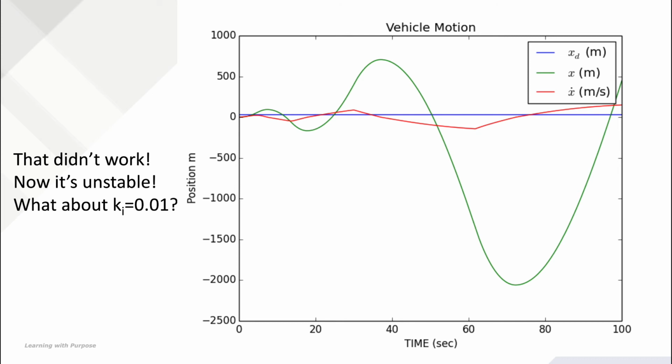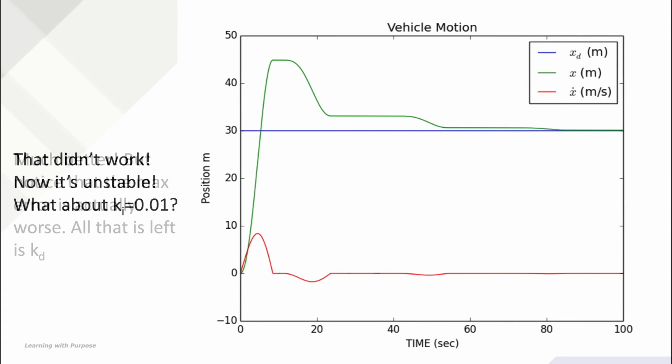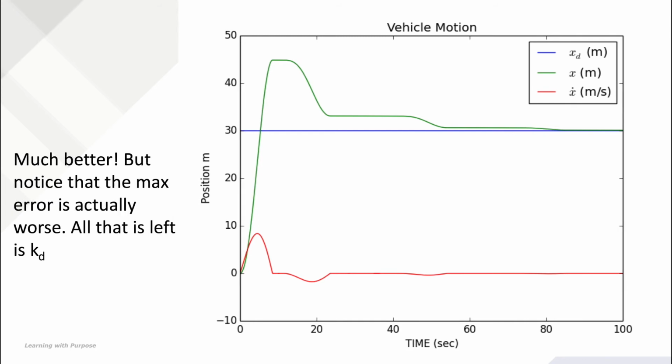So let's try maybe Ki of 0.01 instead of 0.1. That doesn't look too bad. Notice that our maximum error has gotten worse. It was about 34 before. Now it's more like 44. This is something we can tune later.